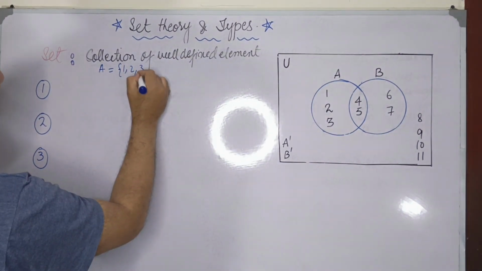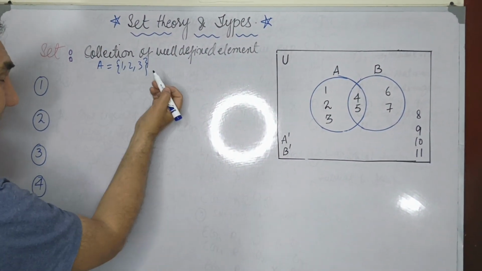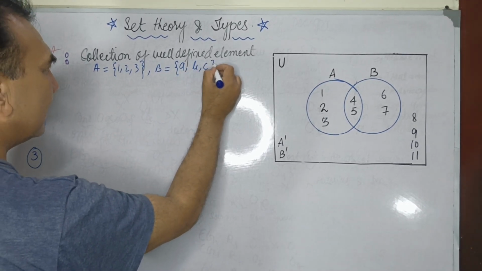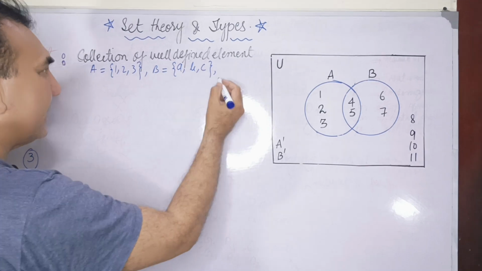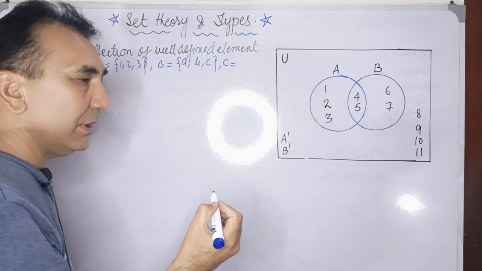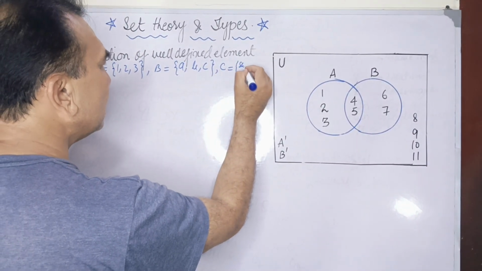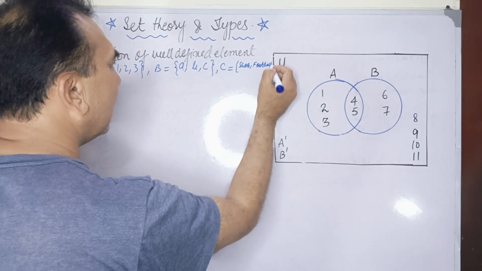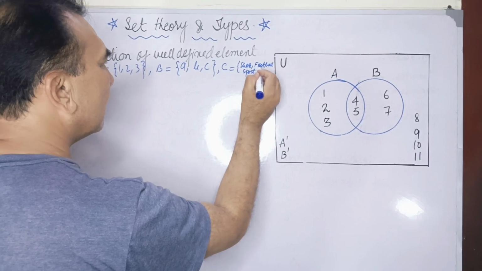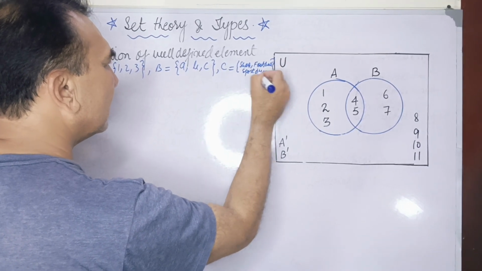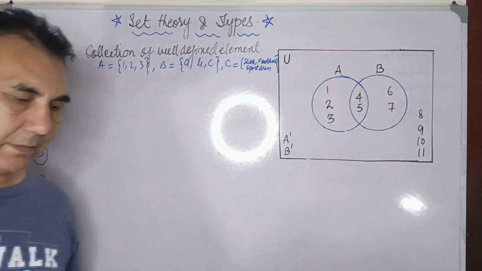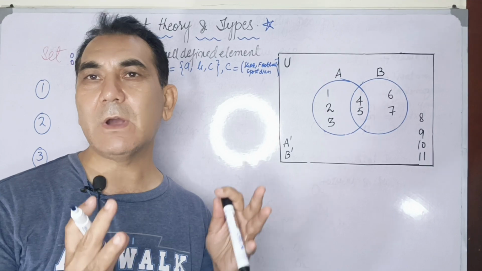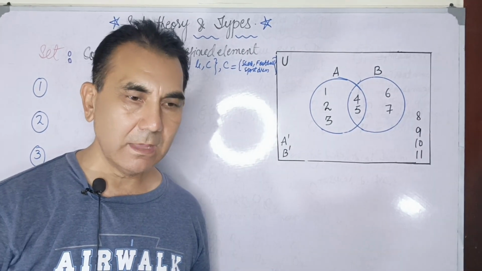So {1, 2, 3} is one set, which consists of numbers, and the second one is {A, B, C}, which is again a set. And set number 3 may be a shoe, football and sports dress. So as we discussed, a set is a collection of well defined elements or items.